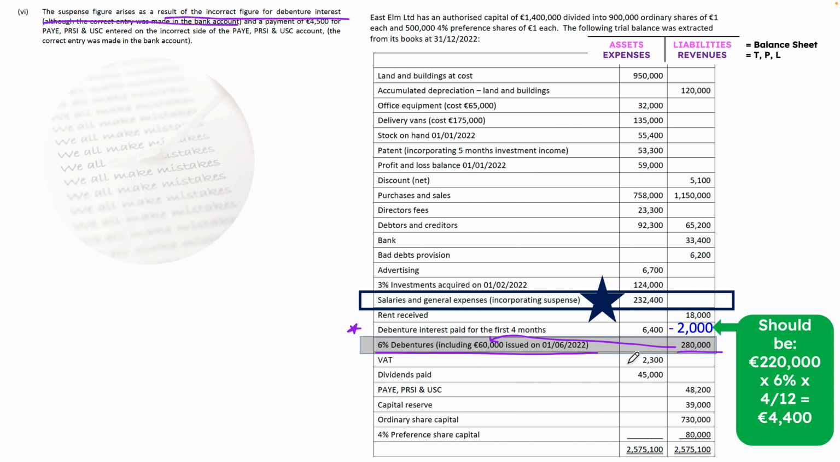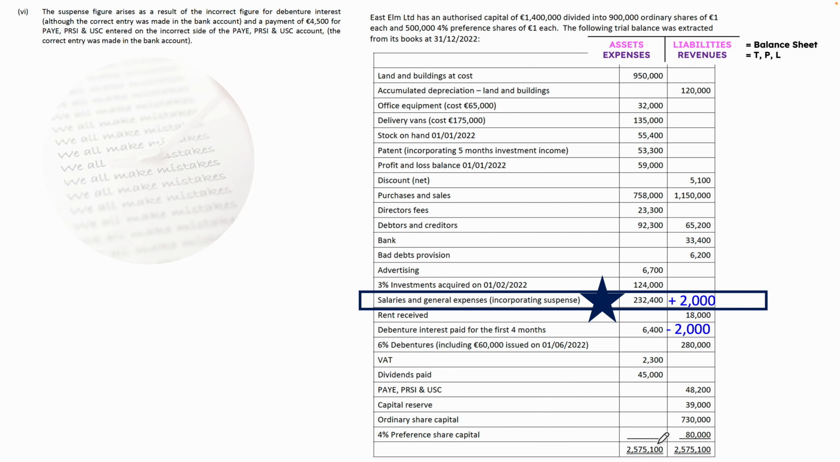But if we minus 2,000 from the debit side, as you know, our two sides are not going to balance then, and we can't have that because our two sides always need to balance in accounting, right? So we look at our item incorporating suspense, and we add the 2,000 there in order to get that to equal. And now the trial balance equals again. So that's the first part done.